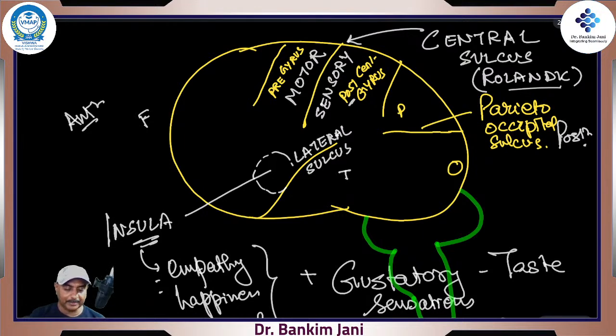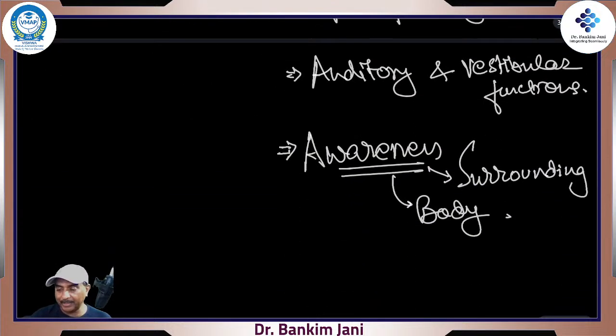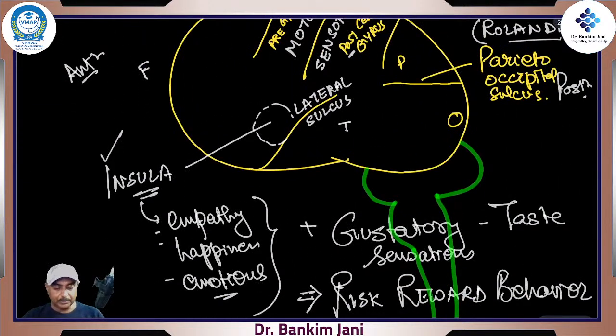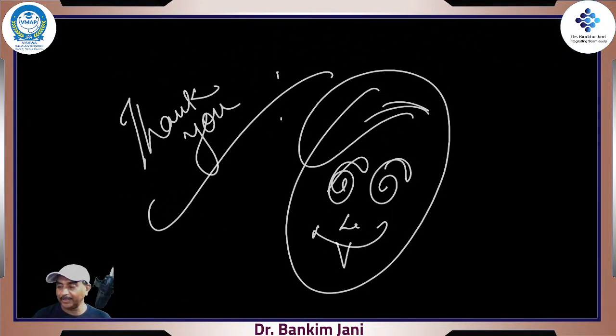On the floor of lateral sulcus is the insula, which is for expressions, taste, risk reward behavior. All the pain pathways, they are carried by it. Listening, balancing, and the awareness of the surrounding. That is what is handled by the insula. Right? So that's it for today.